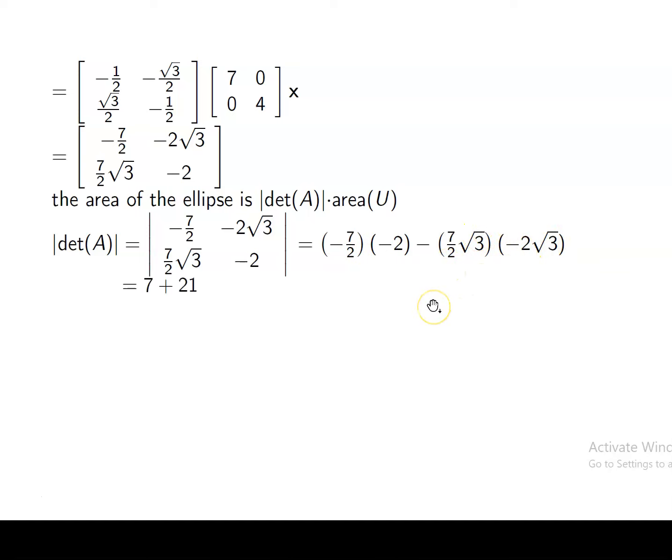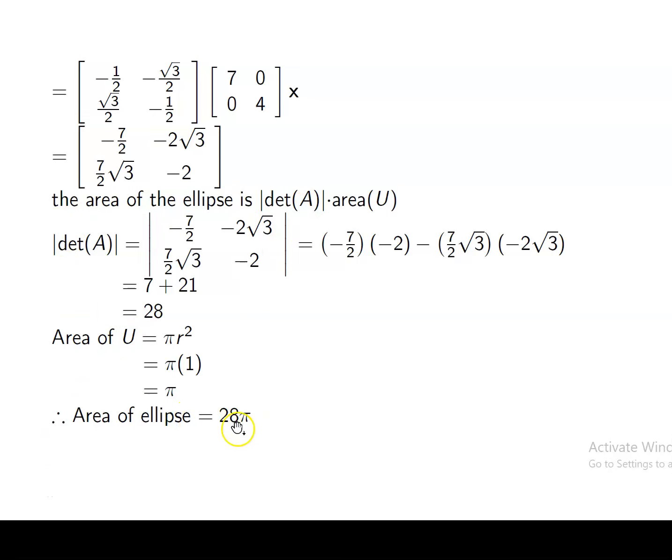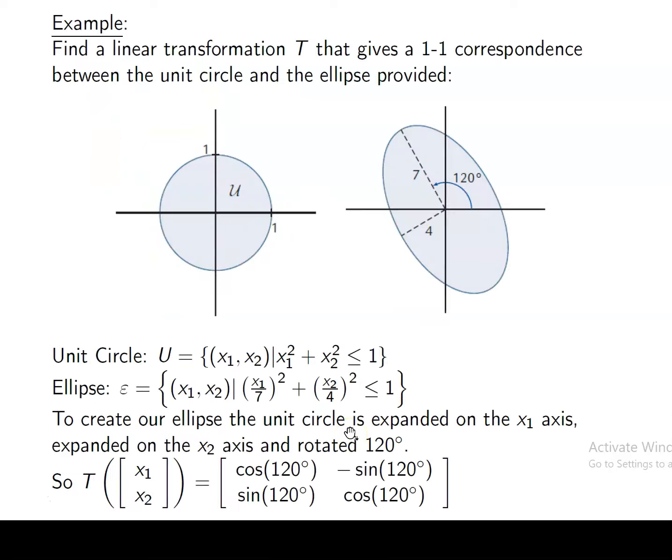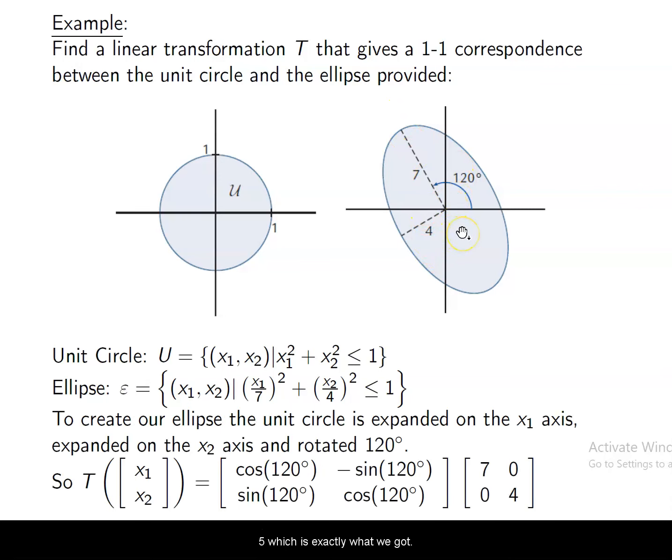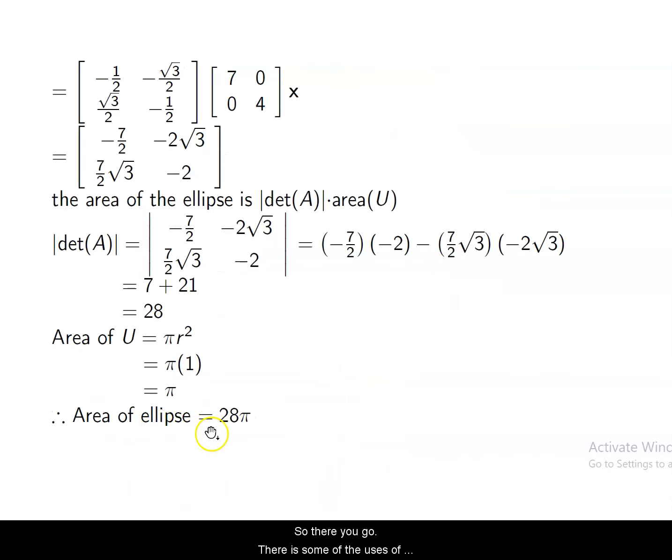Okay. So that's the determinant, and that's not the full area. That was just one of the pieces that I need. So the area of U is pi r squared, where r is just 1. So that's pi. So that means the area of my ellipse is 28 pi. Okay. And in fact, if you go back and if you've ever had to find the area of an ellipse, it's really just pi times your major axis times your minor axis. That's actually the formula for the area of an ellipse. So 7 times 4 is 28 times pi, which is exactly what we got here. Okay, so there you go.